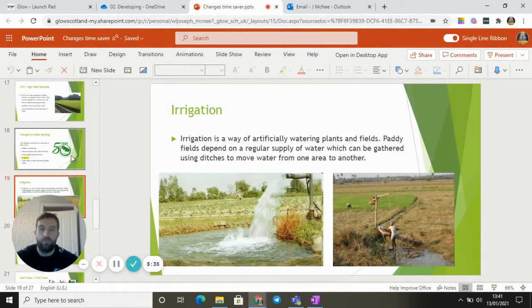So irrigation then. Irrigation is a way of artificially watering plants and fields. So particularly if, with climate change, the water and the rainy season wasn't as regular and you weren't getting as much rain, you could use a supply of water to then fill your paddy fields. Alright? And they would use ditches to move the water from one storage area to the paddy fields.